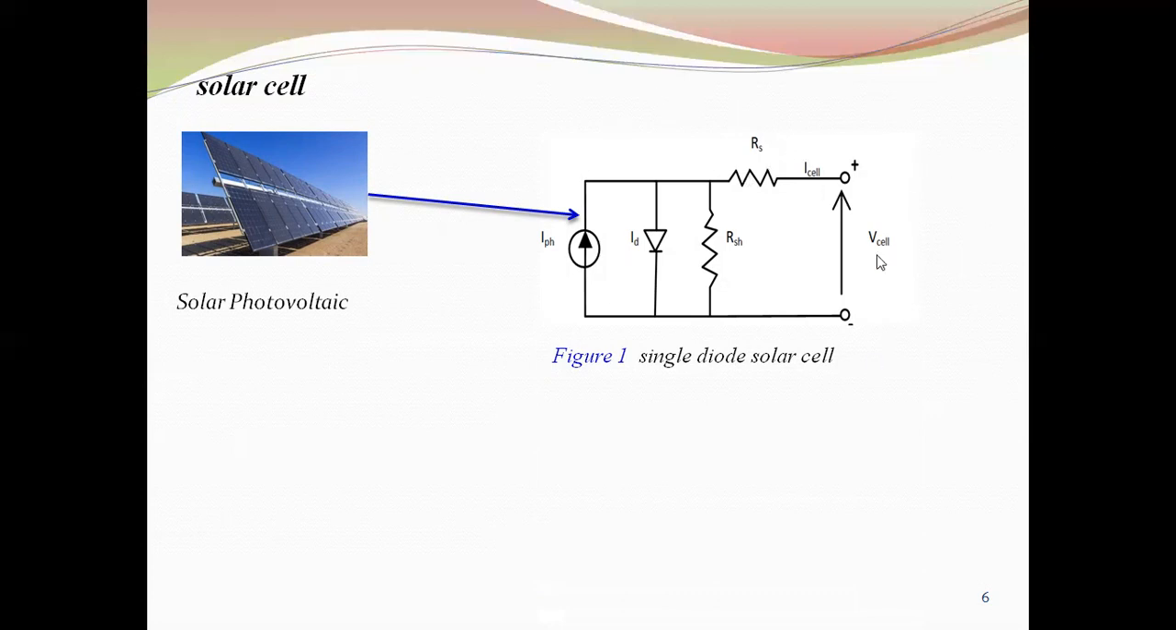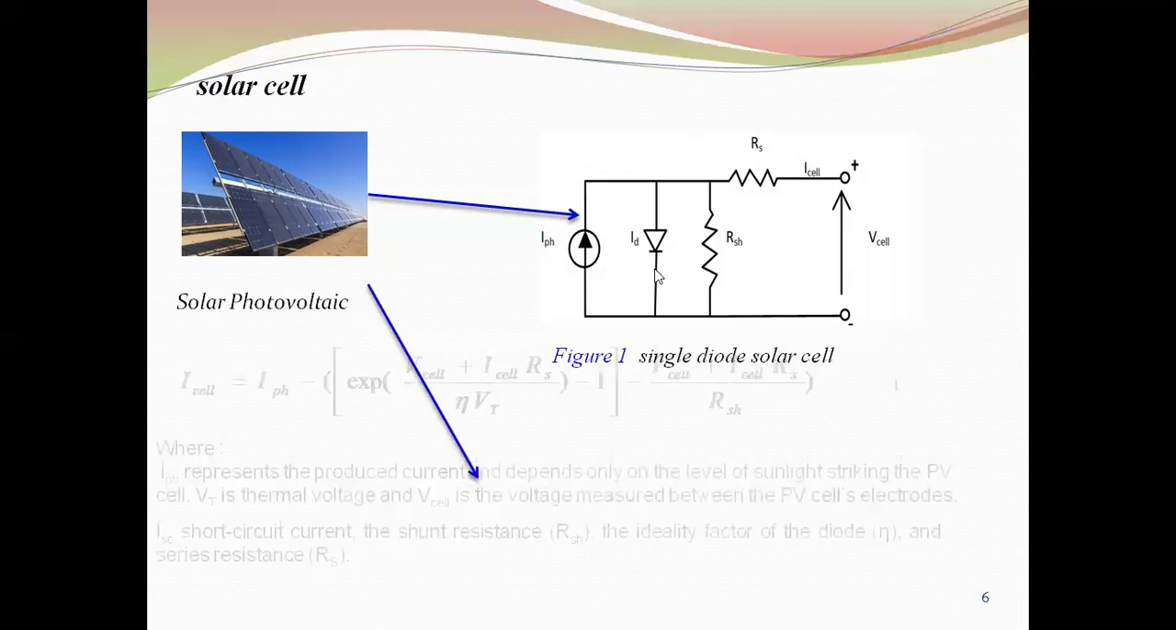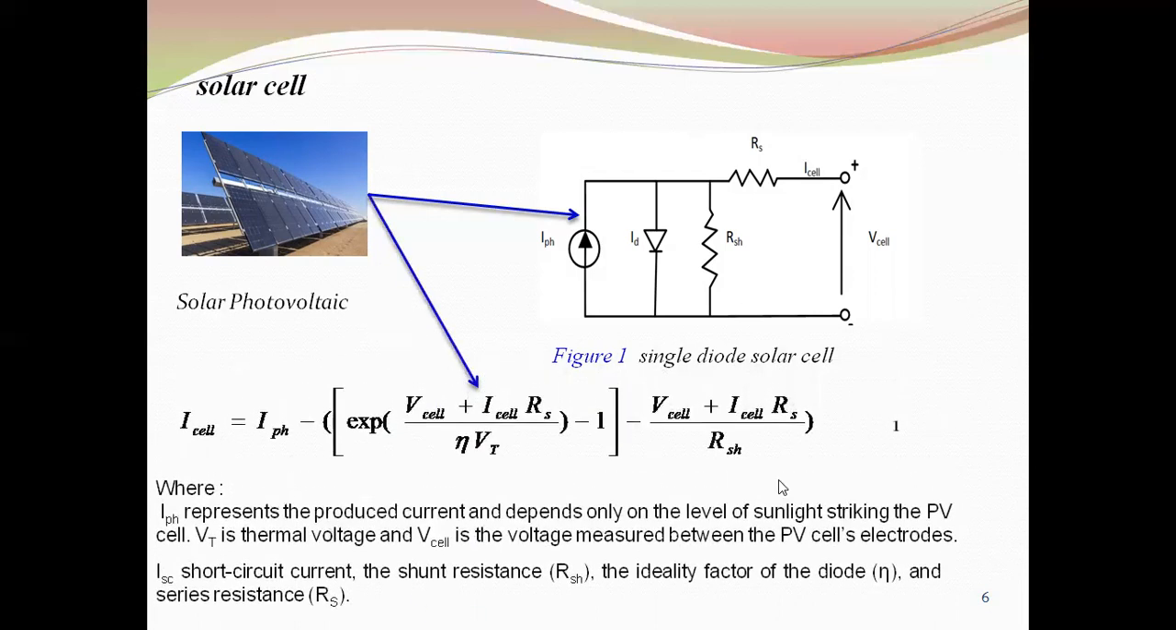This component is capable of transferring light energy to direct electricity through the photovoltaic effect, and can be mathematically modeled using equation 1. The connection of several solar cells constitutes the PV panel with a high output power.